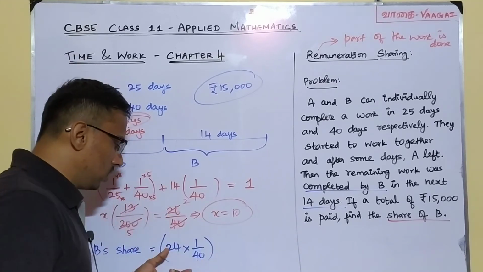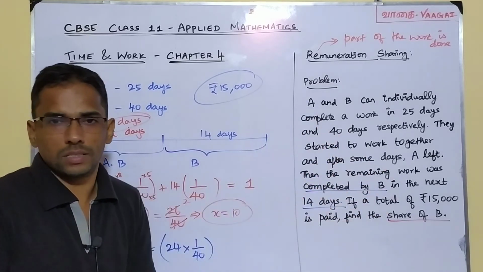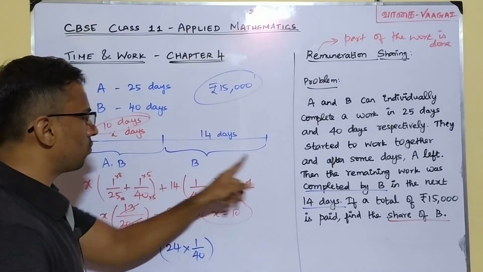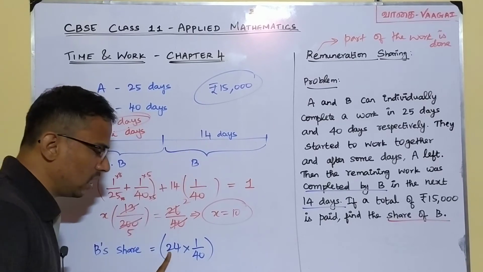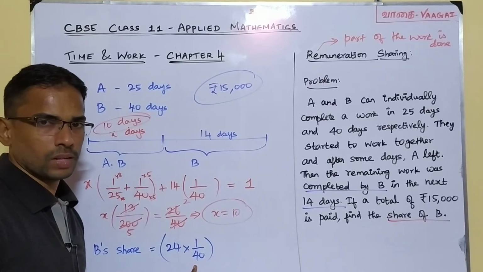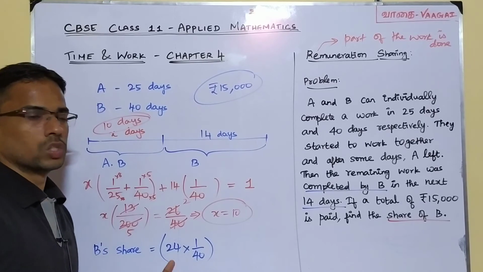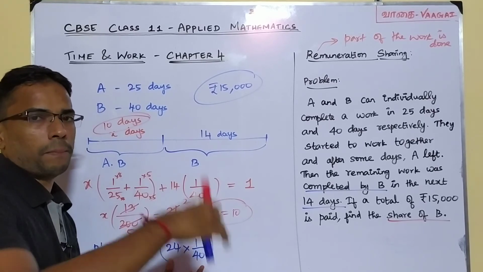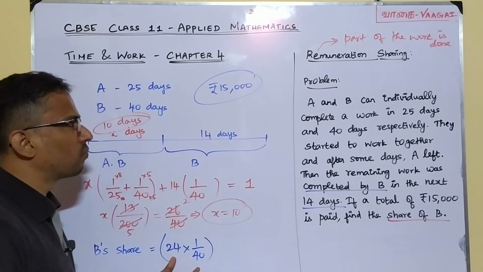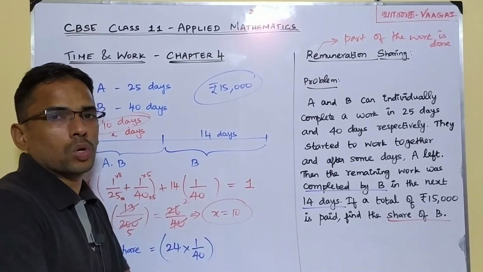In that case, if this portion is completed by one person, the remaining would have been completed by the other person. That's it. Okay, so I'll just repeat the point. B is going to work for the entire 10 plus 14, 24 days, and for one day B would have worked 1 by 40 of the part, and for 24 days, 24 into 1 by 40, or in other words 24 by 40 of the work. So this is what would have been done by B. This part of the work is what is completed by B, and this much portion from the total remuneration should be shared to B. This is what should come to B.